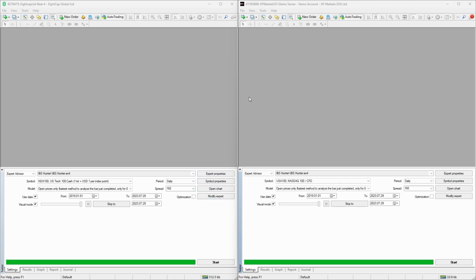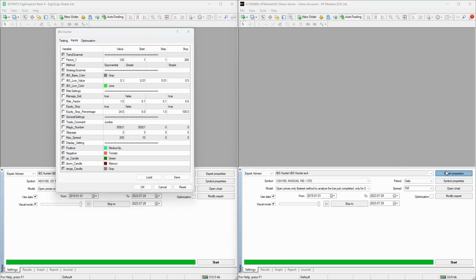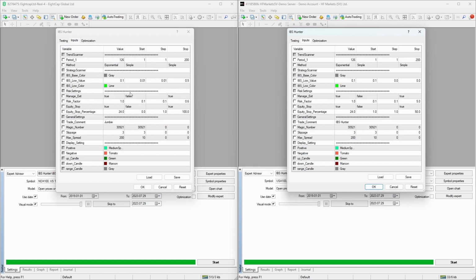Right. So first, let me take a look at these two different brokers. Now, we're doing this test on the IBS Hunter, right? It was developed on 8cap, but I am testing it on HotForex to figure out how it will perform if I decide to set up the PAM account on HotForex. We're using it on the Nasdaq, the daily time frame. We're testing for the same period of time, and we will look at the settings. Both have the exact same parameters, right? Everything is the same. Both of them using a leverage of 1 to 500.